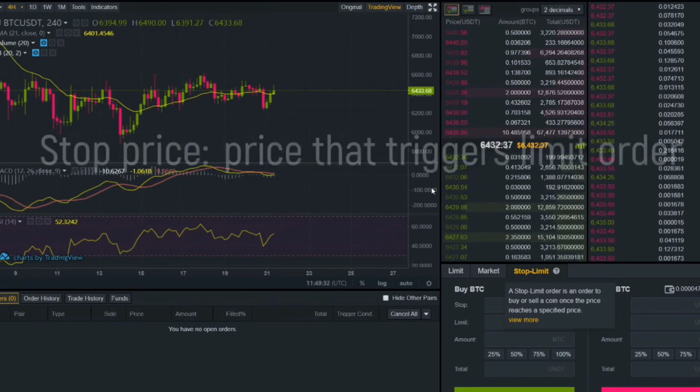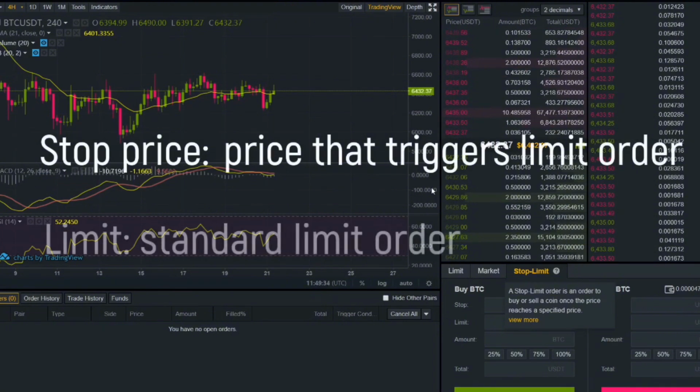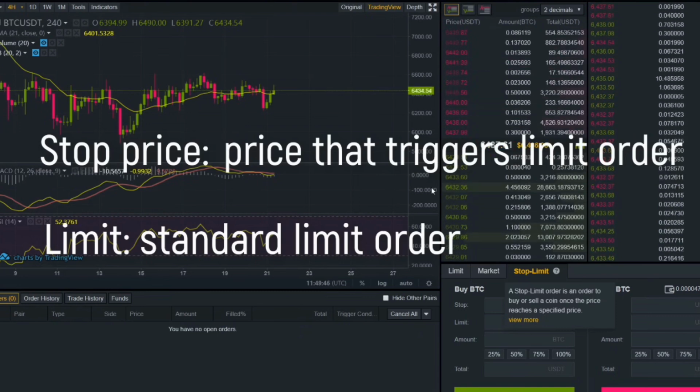A stop limit order consists of two parts: the stop price and the limit price. The stop price is the trigger point, and once the price of the asset hits its value, the limit price comes into play. The limit price is the price at which you are willing to sell your crypto. In simple terms, the stop price sets the condition, and the limit price defines the price at which the order will be executed.